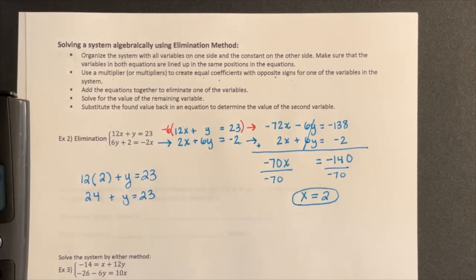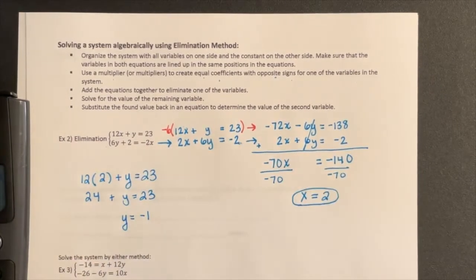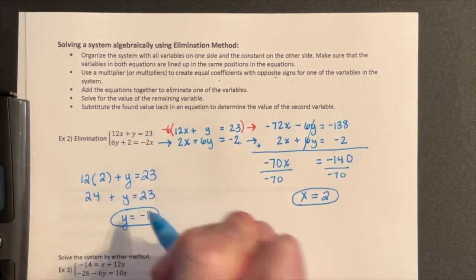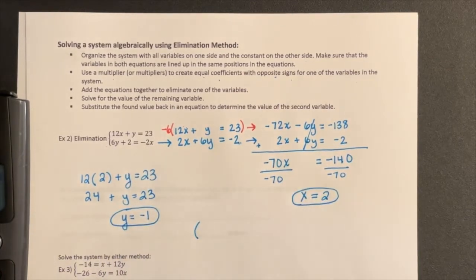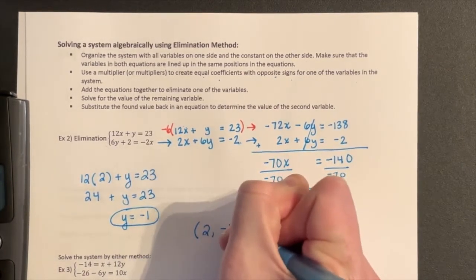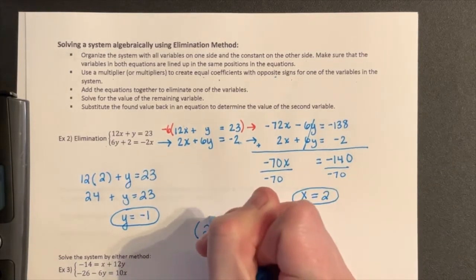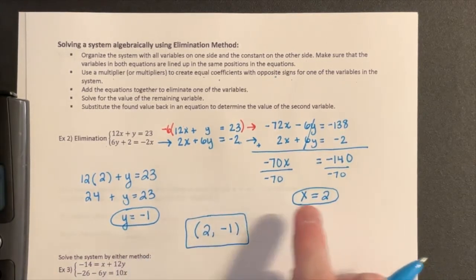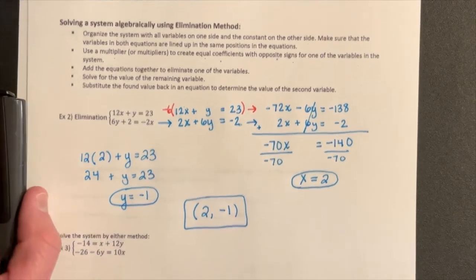And we solve for y. So y equals negative 1 when we subtract 24 over. Now I know what x is and what y is. We can take that and write our solution as our point (2, negative 1). And if we were to graph both of these equations, we would see that they do intersect at this particular point. But if you only name one of the values, you haven't completed your system.